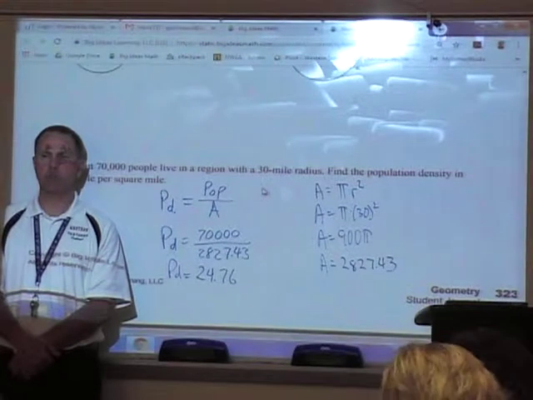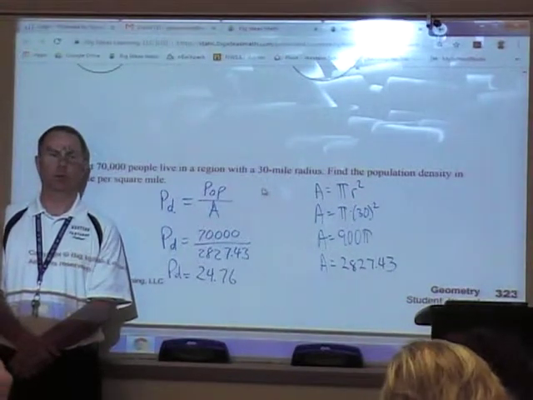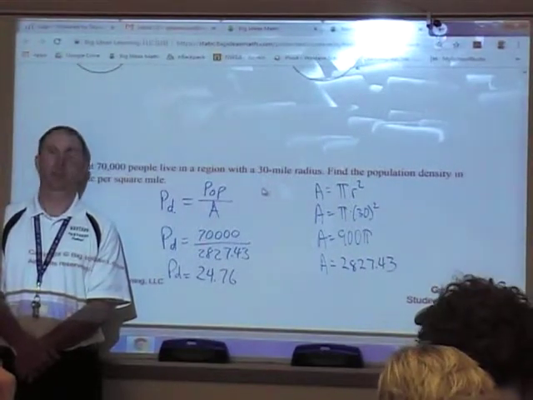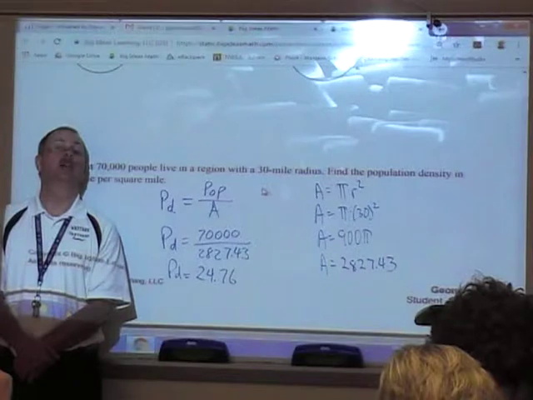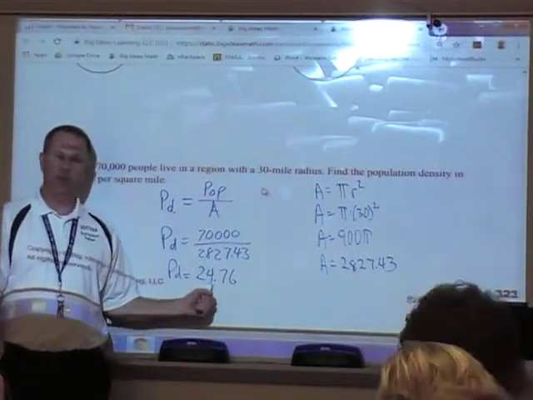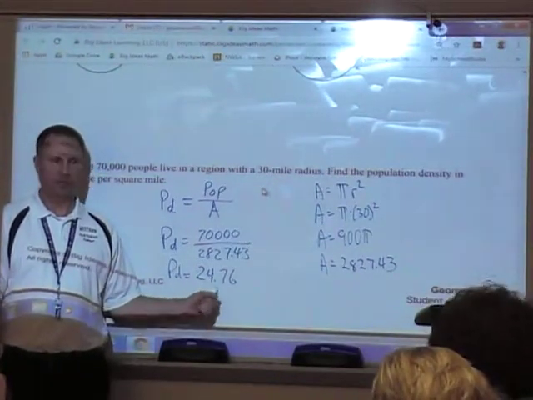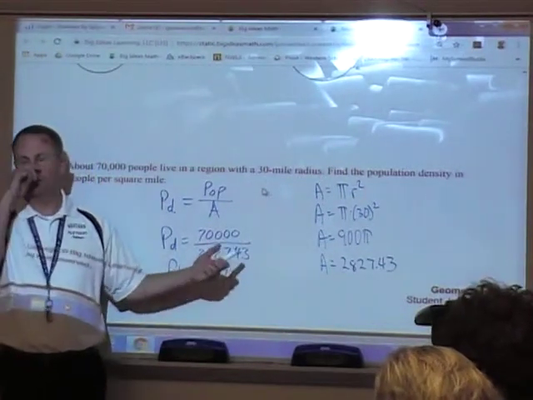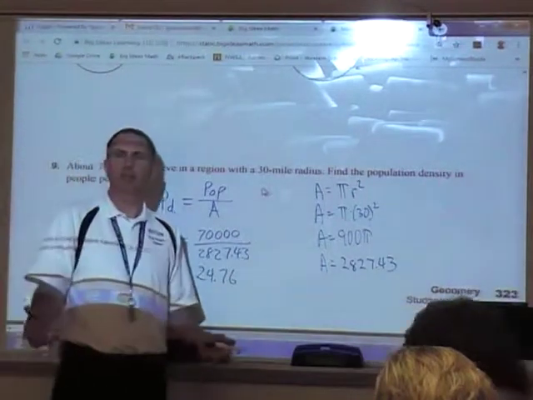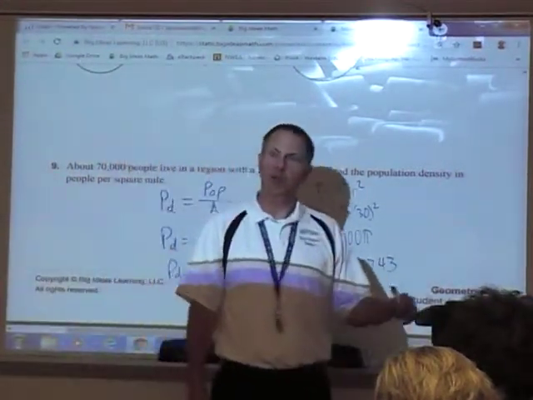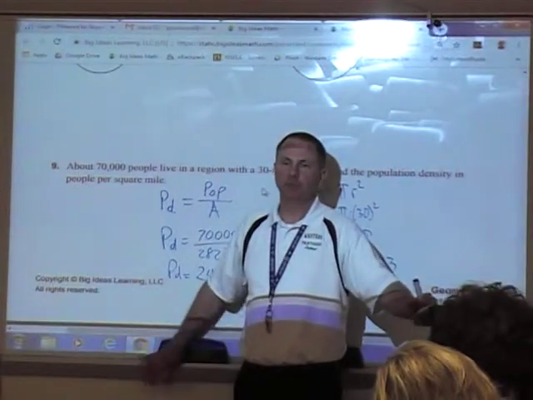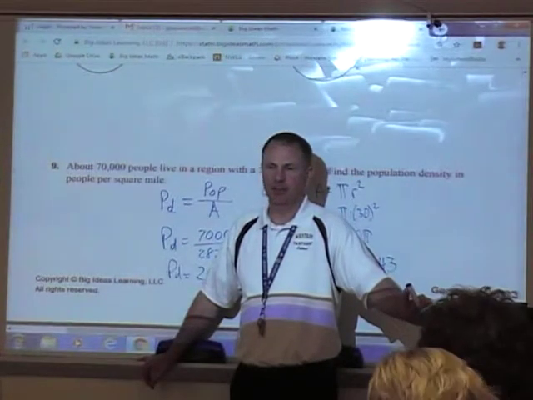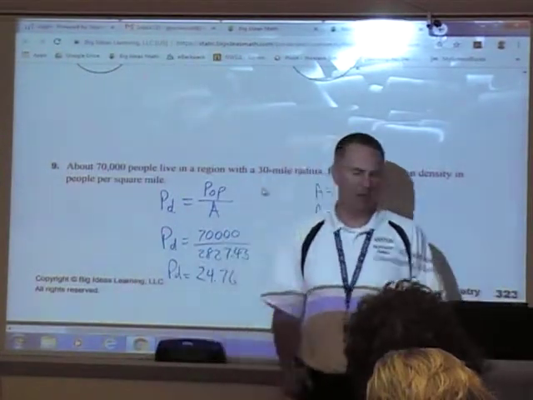Finished. Did you get it right? Okay, now what did I find? What is this population density? What does that mean? How many people you'll find per square mile? Yes, exactly. 24 people per square mile. That's what that means. Once you round it up, you wouldn't say I have 24.76 people. You have 25 people. Can't have three-quarters of a person. But this rounding is not necessary for something like that.